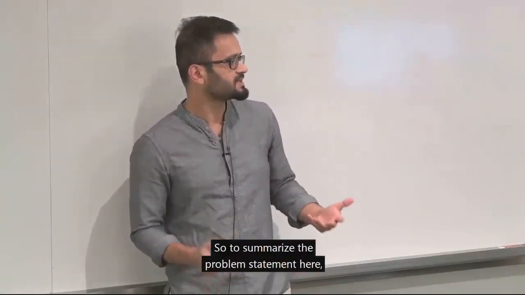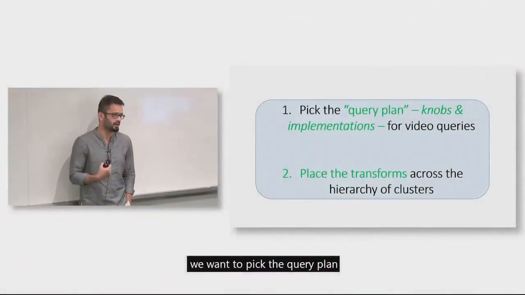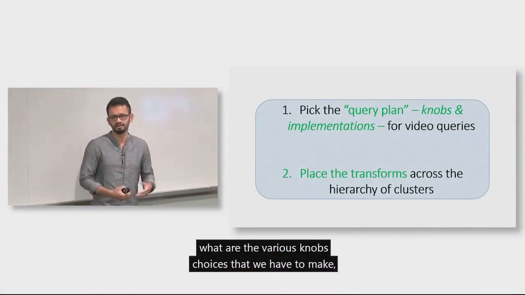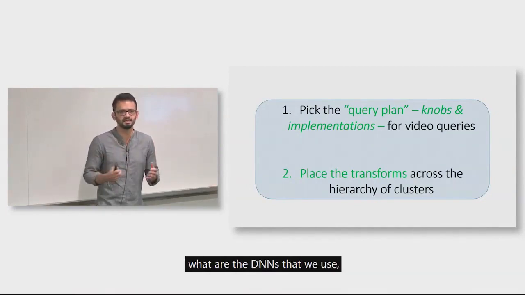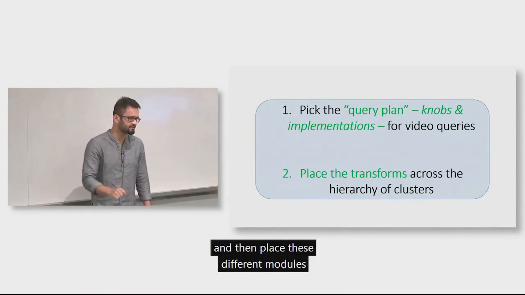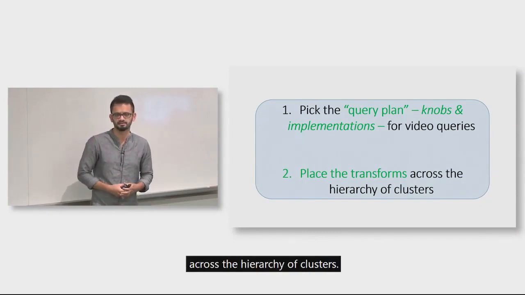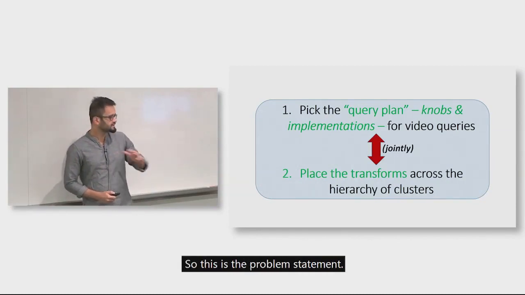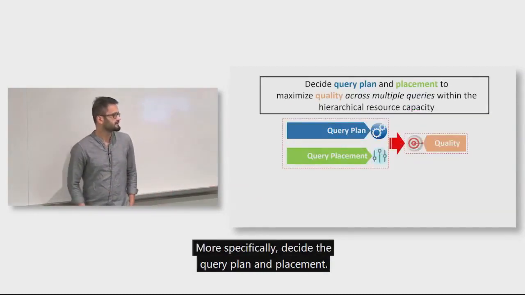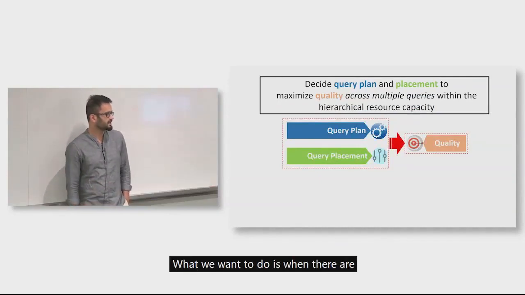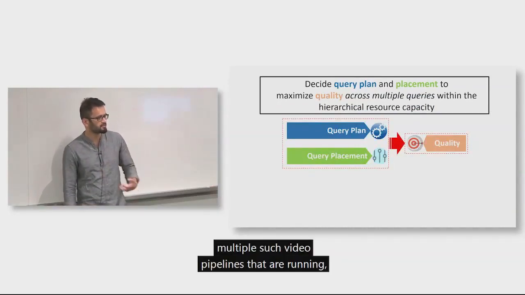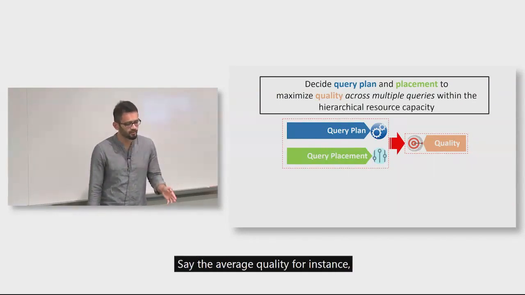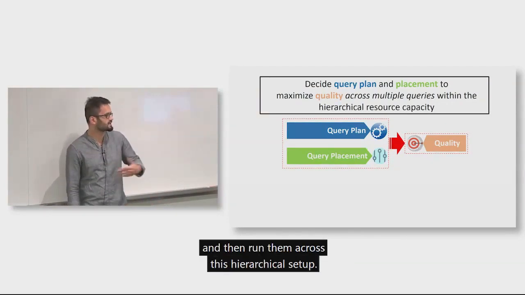So to summarize the problem statement here, we want to pick the query plan, to go with the database analogy, that says, what are the various knob choices that we have to make? What are the implementation choices? What are the DNNs that we use? And then place these different modules across the hierarchy of clusters. And we have to do them jointly. So this is the problem statement. More specifically, decide the query plan and placement. And what we want to do is, when there are multiple such video pipelines running, we want to maximize the aggregate quality, say the average quality, for instance, and then run them across this hierarchical setup.